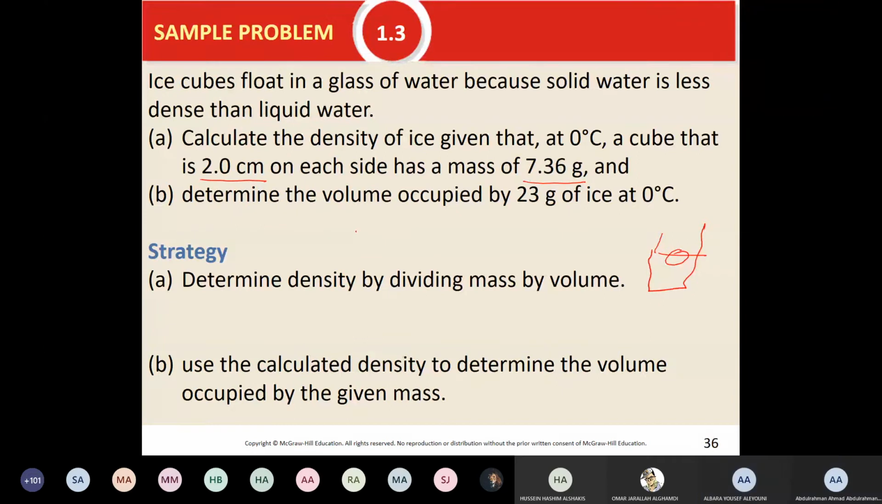0.9892. Somebody said 0.9, what? 2? Yes. Okay, good. What did he do? You must divide it into 7.36. Divide by what? Each side is 2 centimeters. So what's the volume?